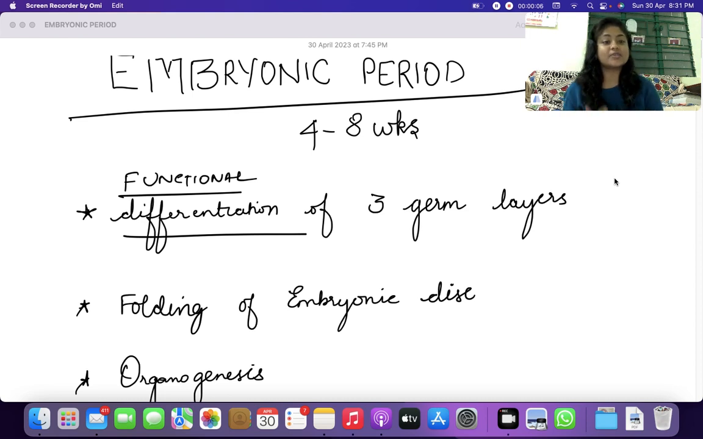Embryonic period is otherwise called the period of organogenesis. Three events happen, that is the germ cell layers are differentiated functionally and the embryonic disc will fold upon itself to get the fetal structure that is species specific, and organogenesis, important organs will form.